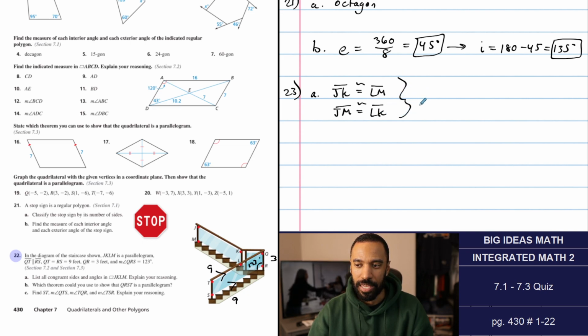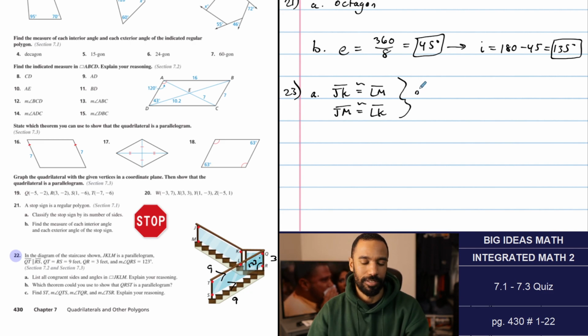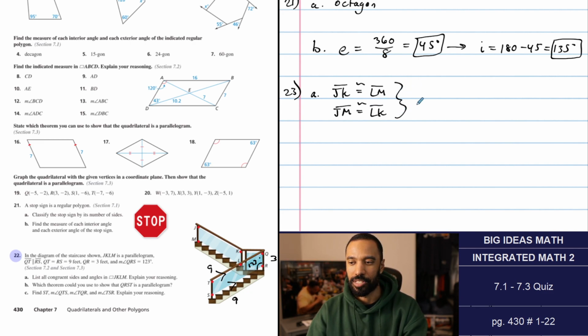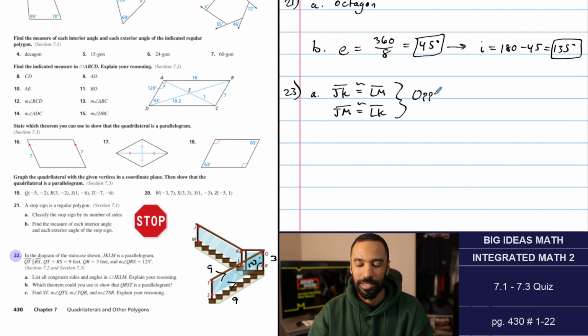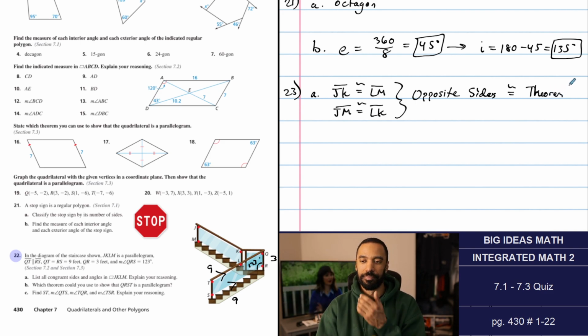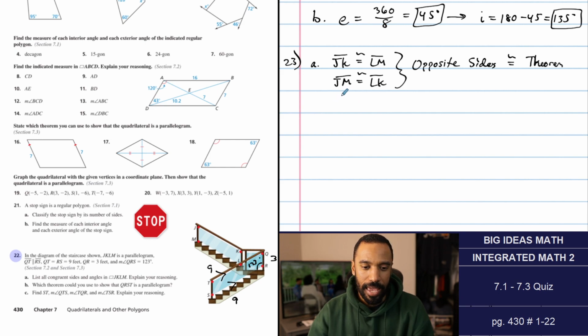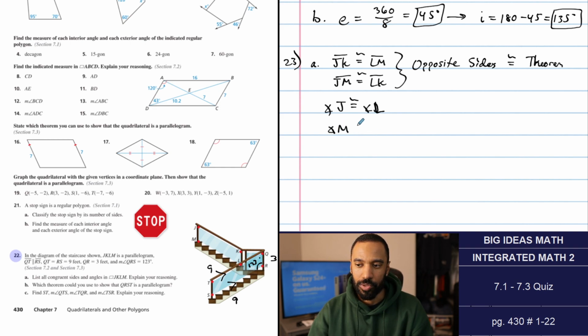Those are because of the opposite sides congruent theorem, I think is the name. Again, sorry if I botched the name, but that's what it is. The opposite sides are congruent. Angles. Angle J, I'm just going to call them by those angles like that, even though they give more letters. Angle J is congruent to its opposite angle L. And angle M is congruent to its opposite angle K.